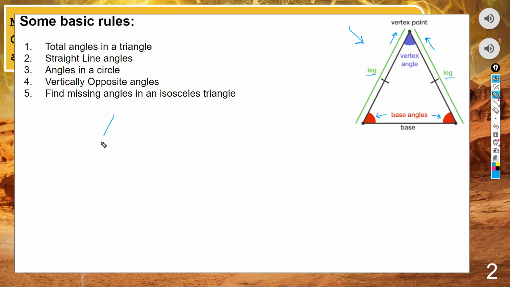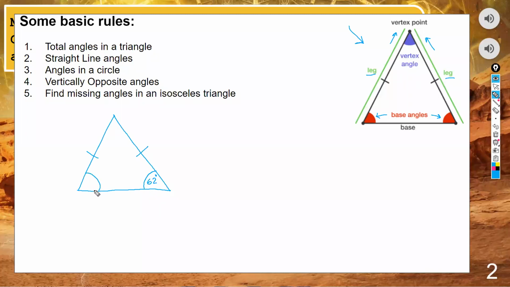So let's do a few quick examples here to see if you catch on to the concept. So I have an isosceles triangle. I'm going to put a line here and a line here to show that they are equal. So if I tell you this angle is 62 degrees, how much is this angle here?